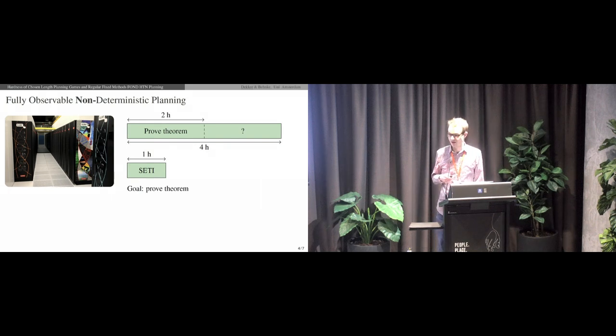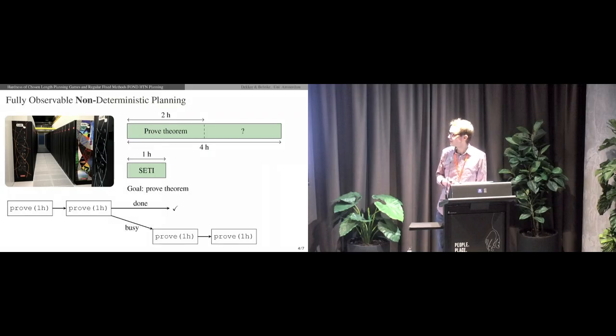Then a valid branching plan is this, where we start proving the theorem for 2 hours, and then we have a look. It's fully observable, so we can check, is the proof done? Then we can exit, and if the prover is still busy, then we prove for 2 more hours, and we reach the goal, we prove the theorem.